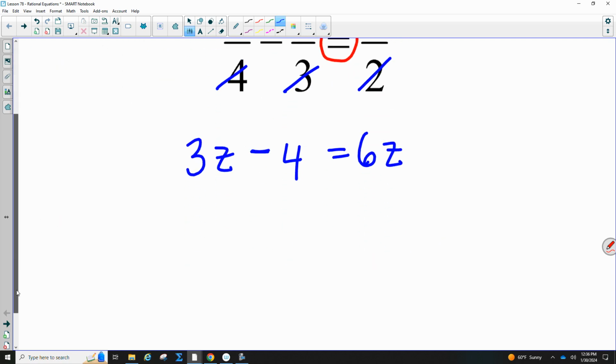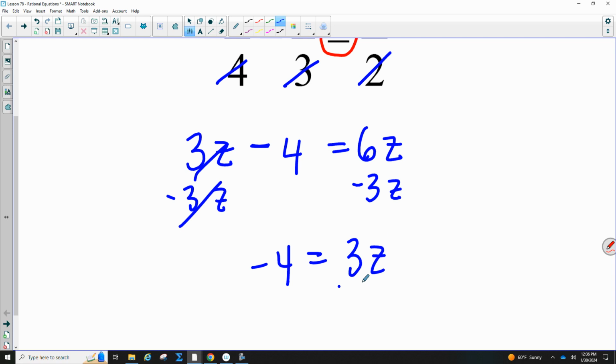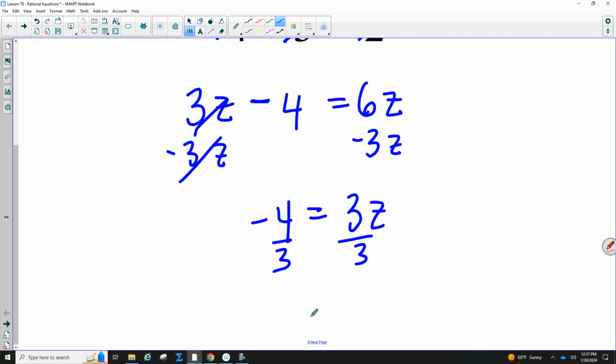Okay, so now no more fractions, and this problem is much more doable. Okay, so I multiply by the common denominator. I'm going to subtract the 3z so that all of my z's are on one side. Okay, I have a negative 4 left here. And then 6z minus 3z is 3z. And then I divide both sides by 3. So my final answer is negative 4/3 equals z.